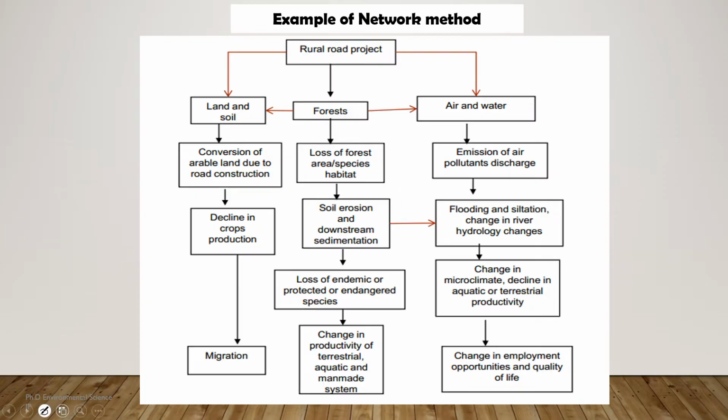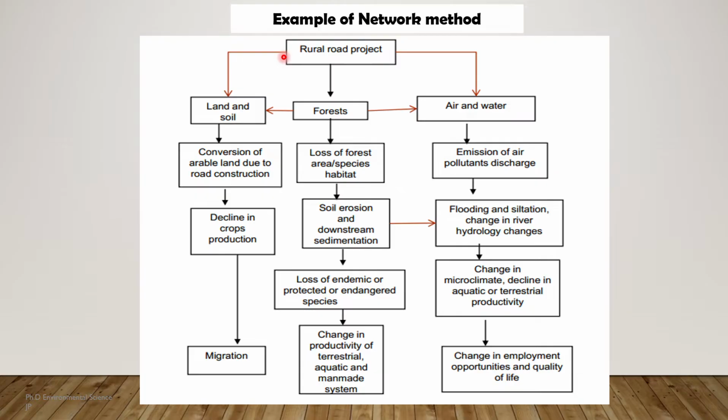Let's understand with the help of an example what the network method is. Over here you can see the central box at the top represents the main project activity, which in this case is the rural road project. So we will assess what impact this project activity will have on the environment, meaning how the rural road project will impact the various environmental parameters.